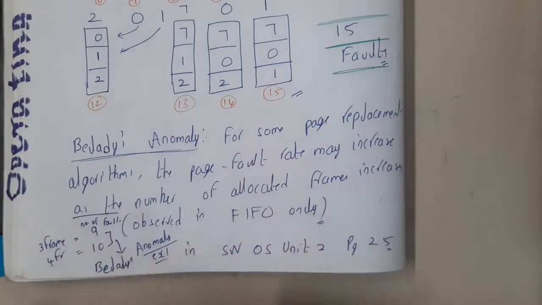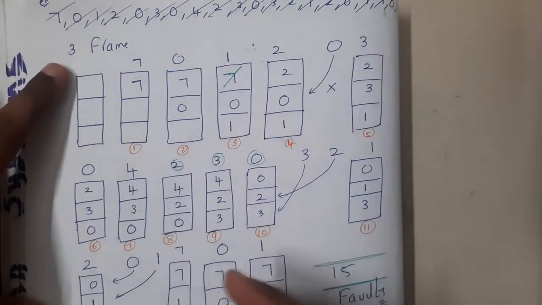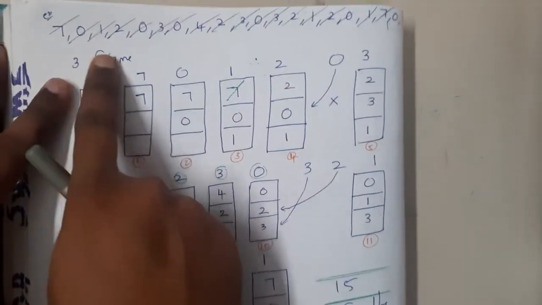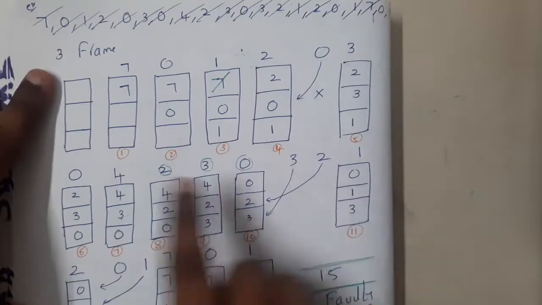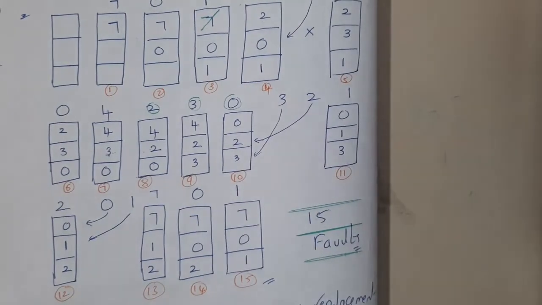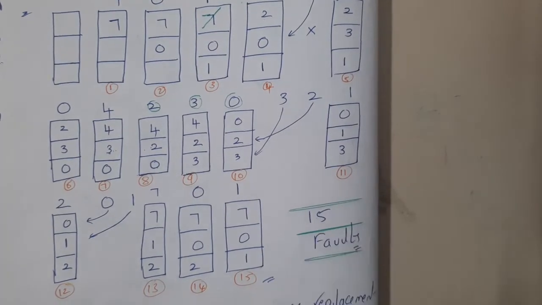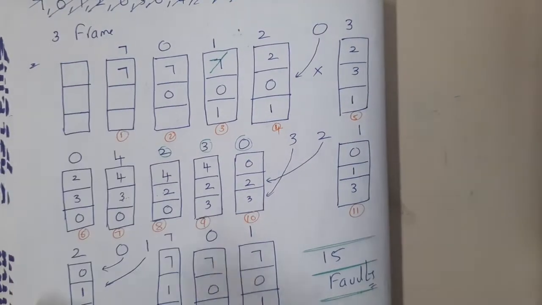So the basic thing which we assume is, if you ask your friend, I gave 3 frames for this particular series and I got 15 faults, and you ask your friend, if I give 4 frames, will the faults reduce? Most of your friends, I am 100% sure, will say that yes, it will reduce because you are giving more slots, right? They will think in that way.